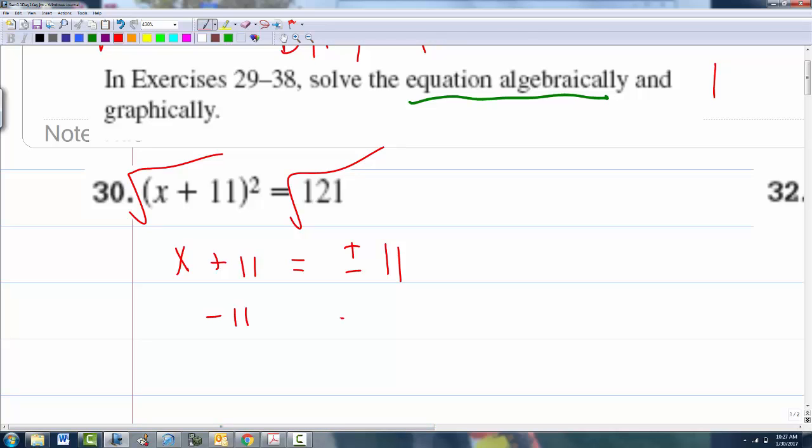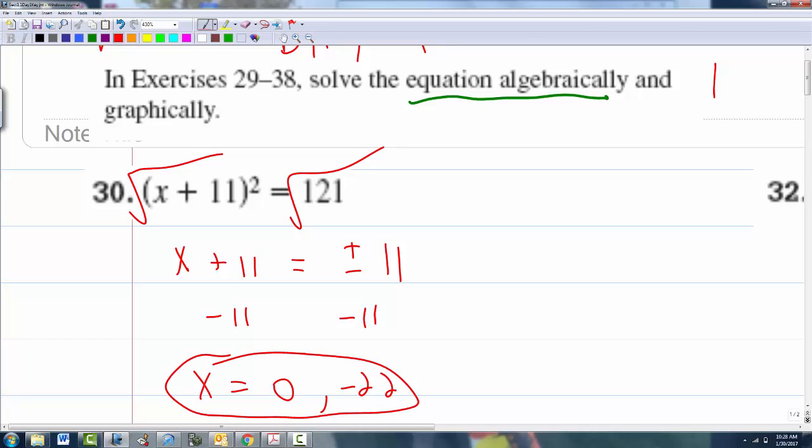Okay, so what do I do next? Subtract 11. This is how we did it last hour. Be able to do 2 things at once. What's positive 11 minus 11? And then what's negative 11 minus another 11? There you go. And there's your 2 answers. We could check them when we go there.